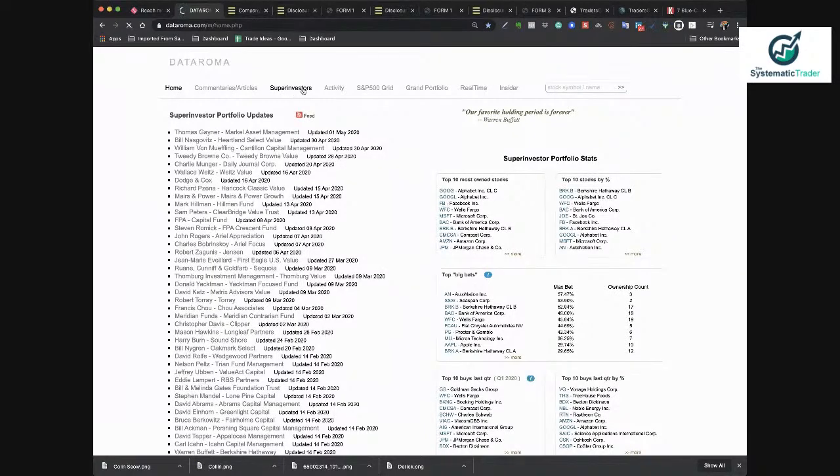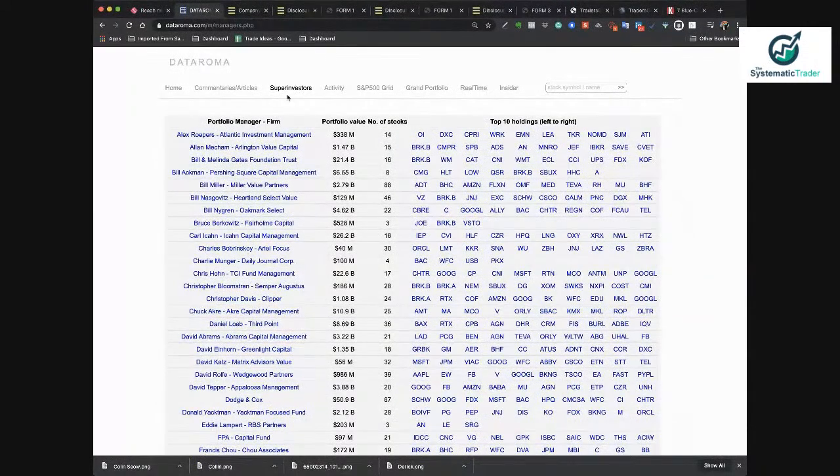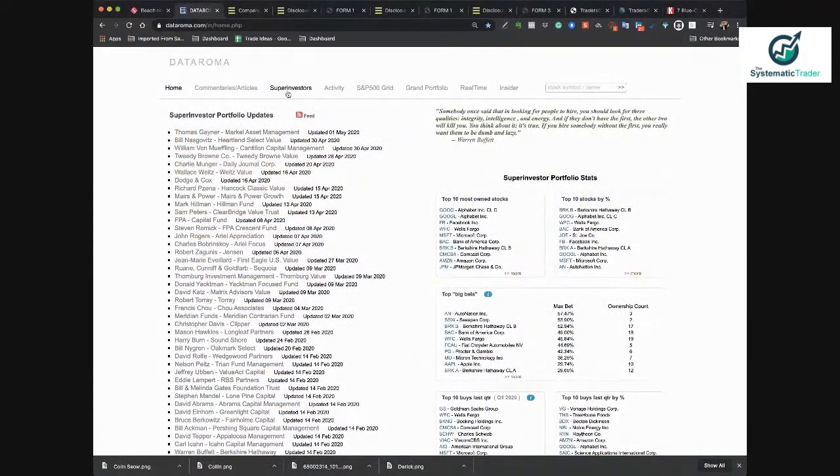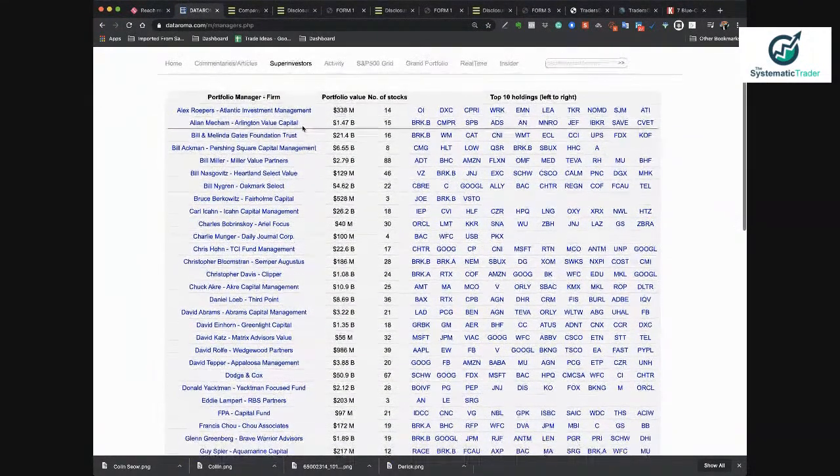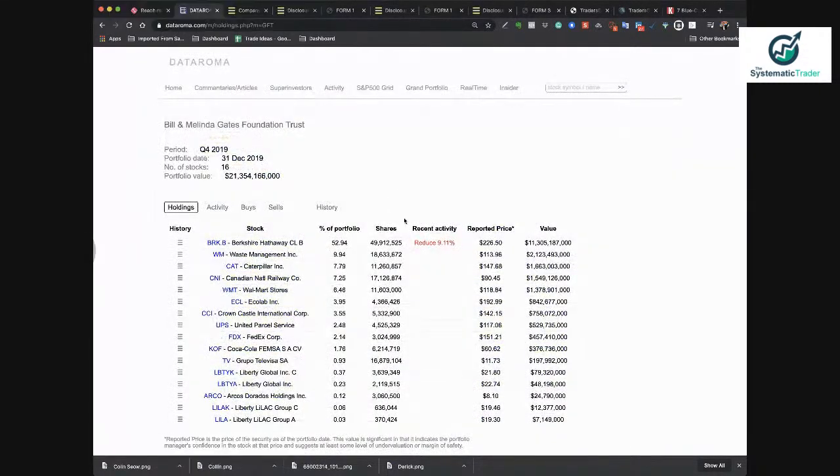Next, you can go into Super Investors itself. This one is based on the latest update, but you can also go into Super Investors and scroll down. Let's say Bill Gates. What is Bill Gates buying, or holding? What are the top 10 shareholdings? From here, you can see their top 10 holdings. Wow, 50% of his portfolio is with Berkshire. So this 1 billion, and then these are the rest of the shares.